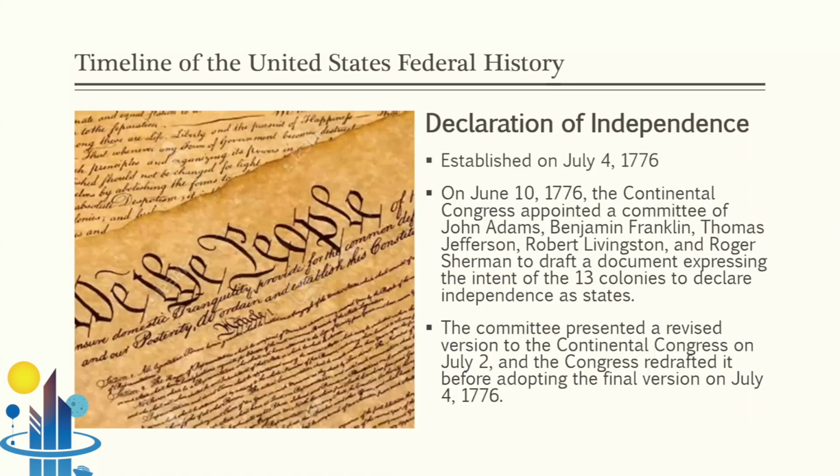The Declaration of Independence, established July 4th, 1776. On June 10th, 1776, the Continental Congress appointed a committee of John Adams, Benjamin Franklin, Thomas Jefferson, Robert Livingston, and Roger Sherman to draft a document expressing the intent of the 13 colonies to declare independence as states. The committee presented a revised version to the Continental Congress on July 2nd, and the Congress redrafted it before adopting the final version on July 4th, 1776.